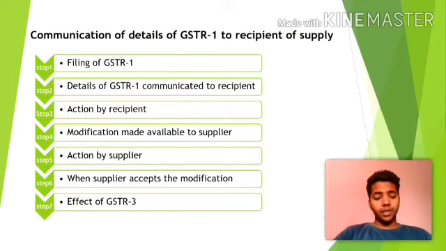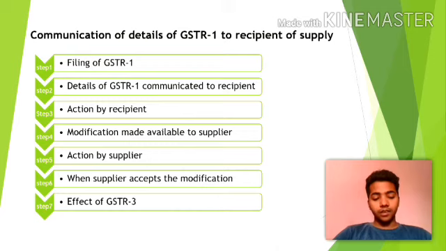The supplier can accept or reject the modification made by the recipient between the 15th day and the 17th day of the month succeeding the relevant month. If he agrees with the recipient, then he will send his consent. If he disagrees, then he also sends intimation. And the next step is when the supplier accepts the modification. If the supplier accepts the modification, GST return 1 filed by him gets amended accordingly.